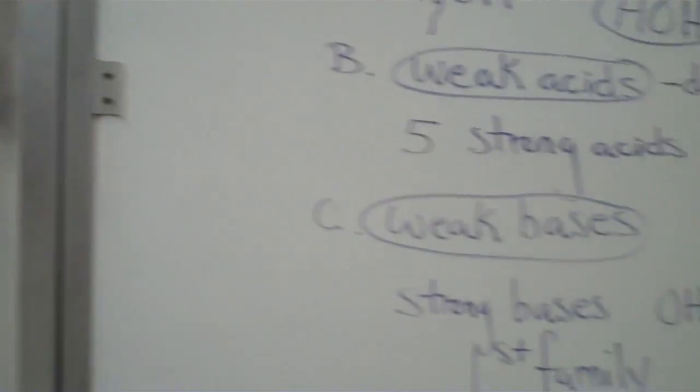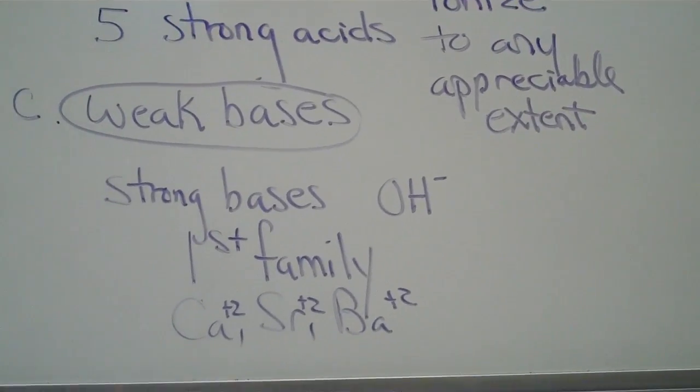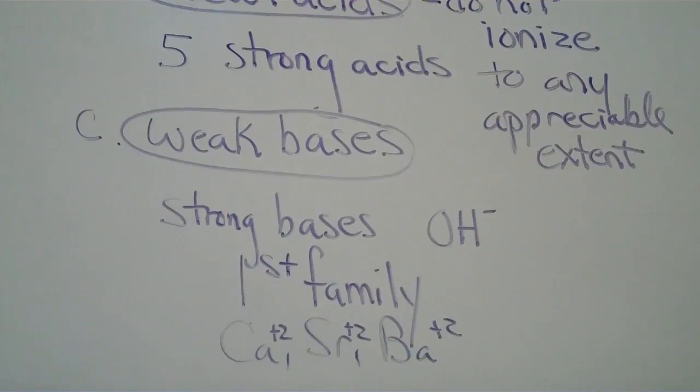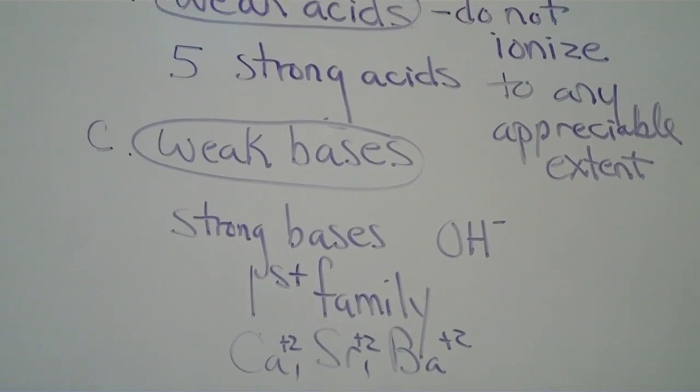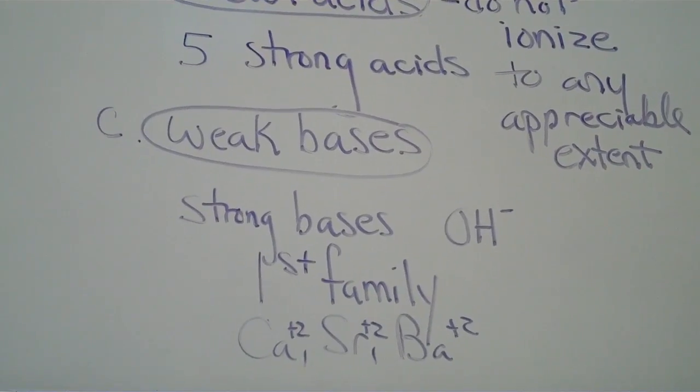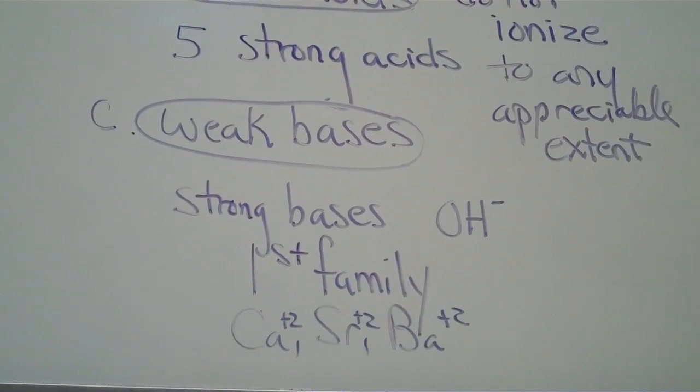And then we have our strong bases. Strong bases, first family, and the hydroxides of calcium, strontium, and barium. This will get us ready to move on to the next piece of information we'll be learning in chemistry.